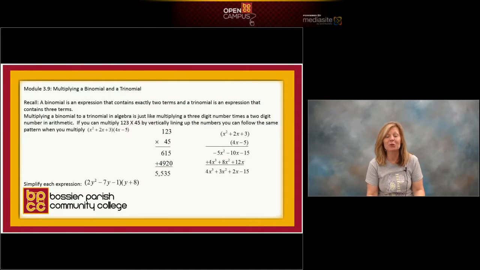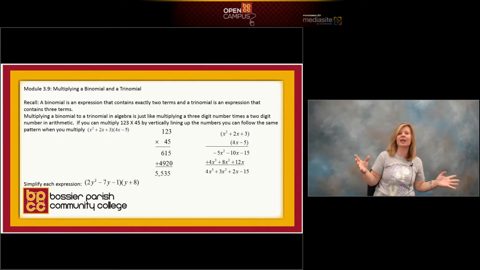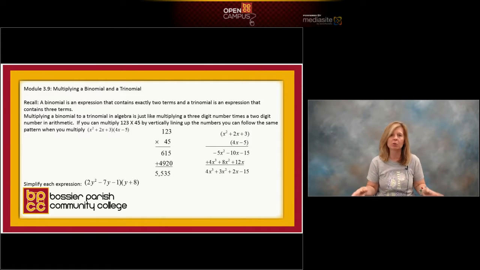Okay, so now in Module 3.9, here we go. Here comes the fun. If you can multiply a binomial times a binomial, you can multiply any size expression together. So in this section, we're going to multiply a binomial times a trinomial.